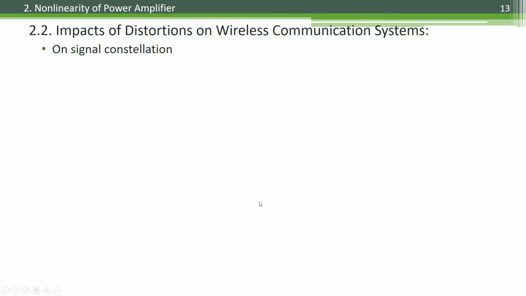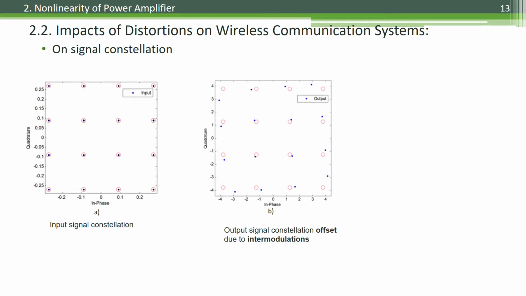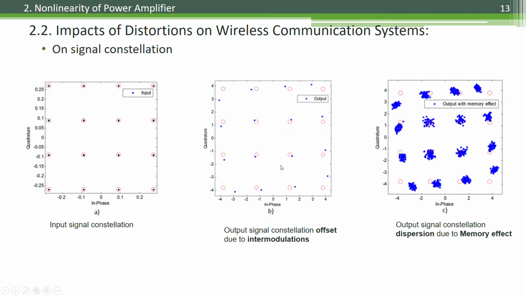The second impact is on the signal constellation. I have here an input signal constellation, and the ideal output signal constellation must be similar. But interpolation will make the output signal offset like this. And then the memory effect will make the dispersion of the output signal constellation, as illustrated in this figure.